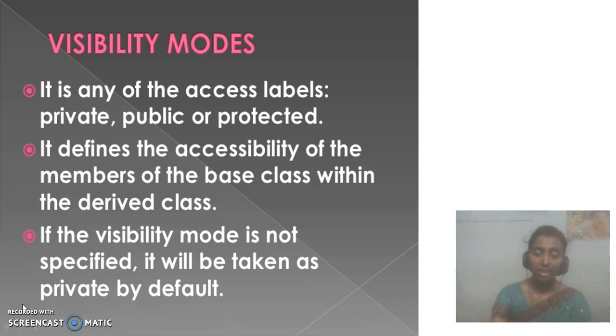Visibility modes. We can derive new classes in three kinds of modes. The one is private, the next one is public, and then finally protected. So the visibility mode defines the accessibility of the members of the base class within the derived class. If we do not specify the visibility mode, by default it will take private mode.